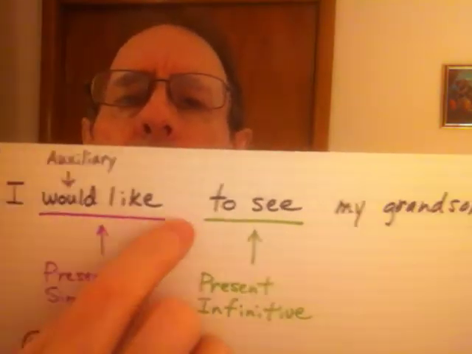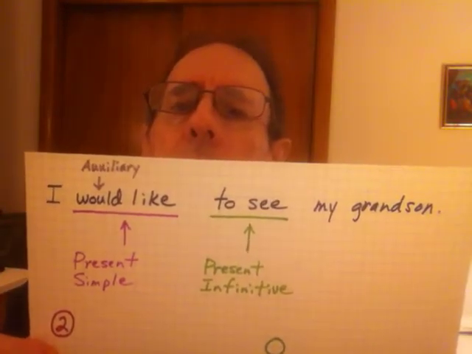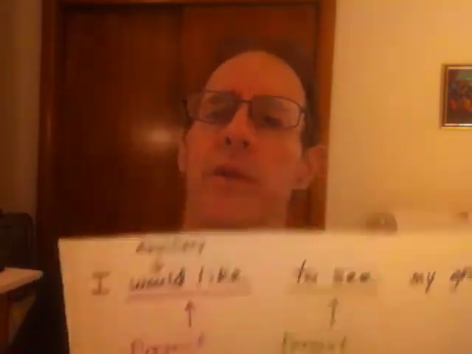Now, here's another sentence. I would like to see my grandson. Okay? I would like to see my grandson. The word would is an auxiliary verb or a helping verb. That's what they call it. It's not such a good term, but that's what they call it. The word would, acting as an auxiliary or a helping word, expresses an openness or a willingness to, or a positive anticipation of, okay? It kind of expresses a hypothetical thing.